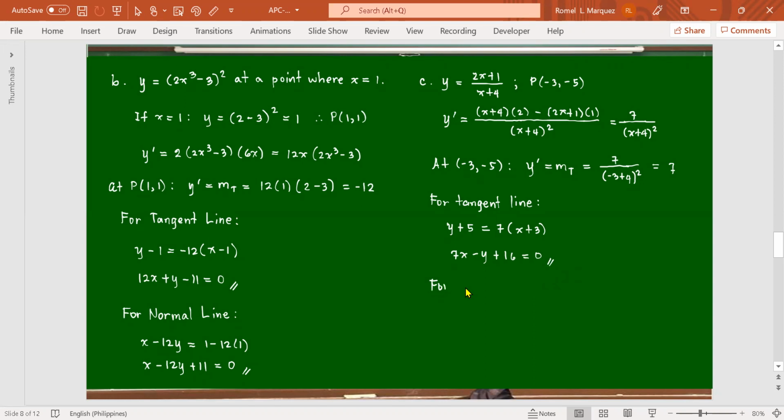For normal line, guys, well, let's use the shortcut. So x plus 7y, if plus minus, plus plus, but interchange, equals, the point is -3, and the y value is -5, no? So we have x plus 7y plus 38 equals 0. Any question with that, guys? No more question?